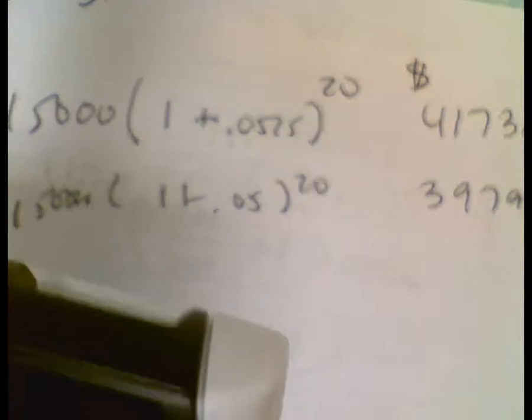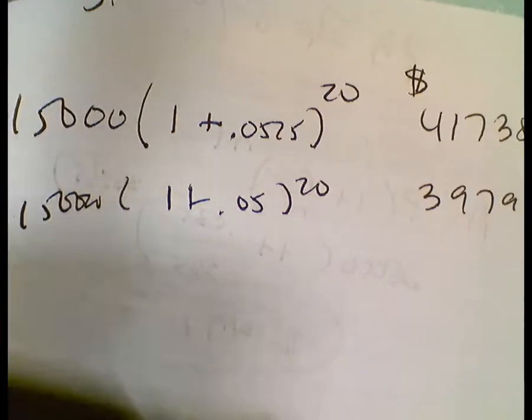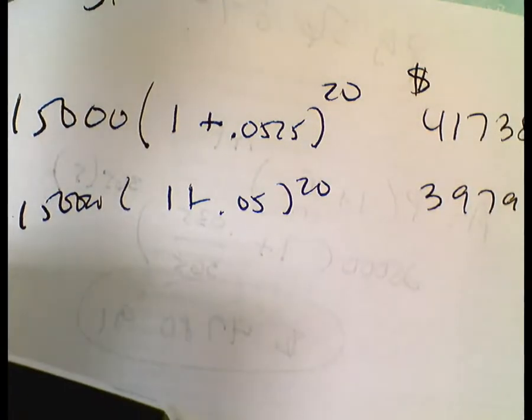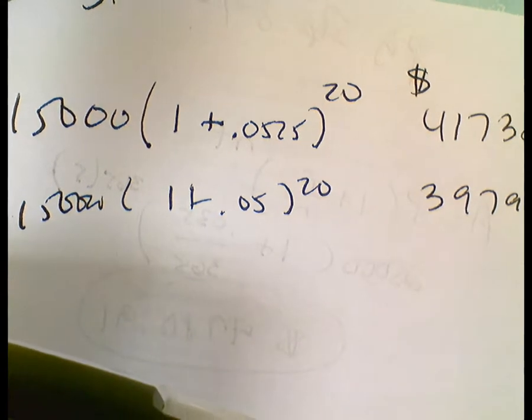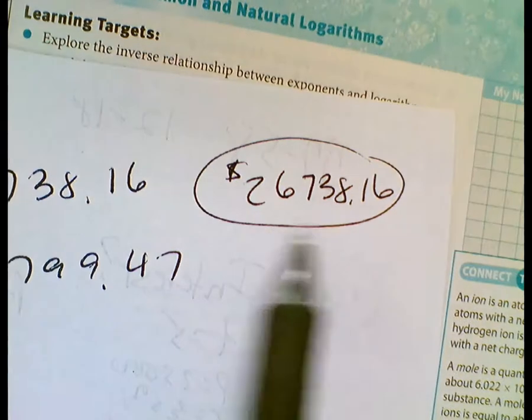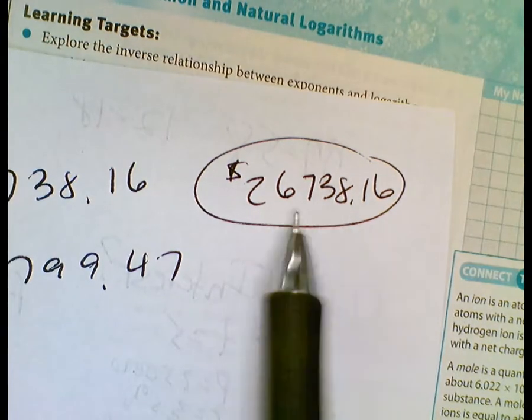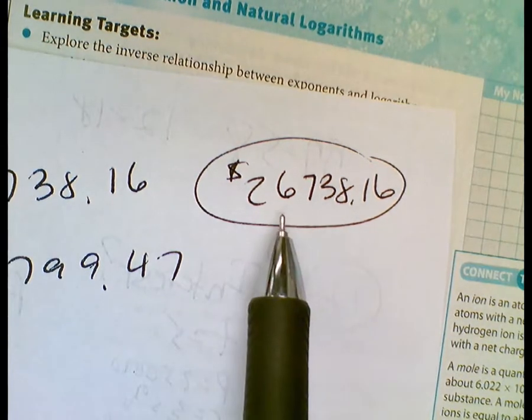So we would make an interest of 26,738.16. Ooh, that's a lot. That's how much interest you earn. Good God, that's a lot of money. That's how much interest you would earn in 20 years at 5 1/4. That's how much extra money you make outside of your investment.